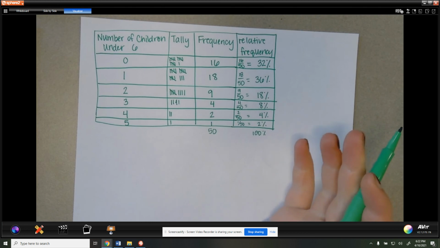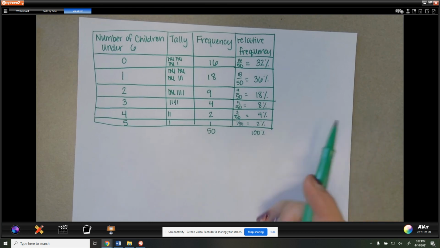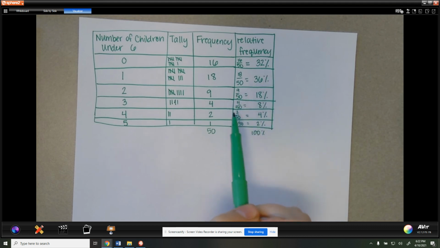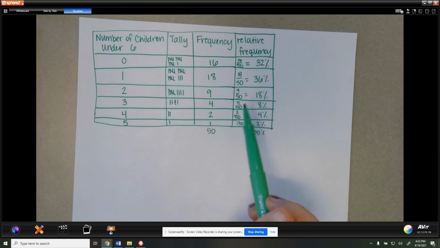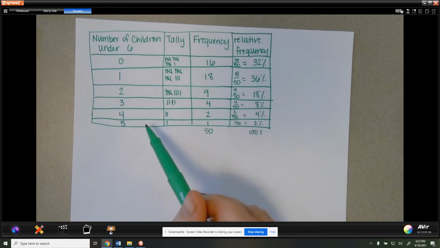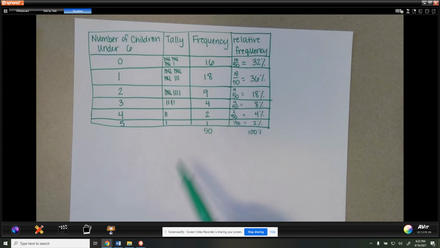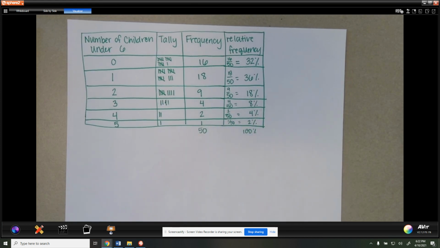So the employers are probably looking at this and thinking, all right, this would be a vast majority, 68% of our employees would have children under the age of 6. Some of them would have a lot, but only like 6% would have a ton of children that would really need it maybe. I don't know. So they could use all this data to help them decide if they want to go through with that benefit or not.